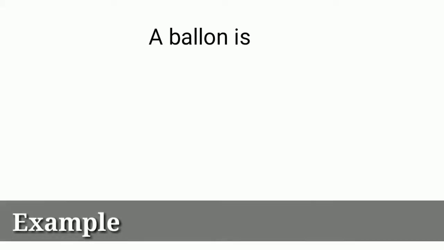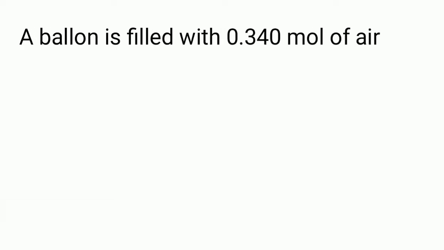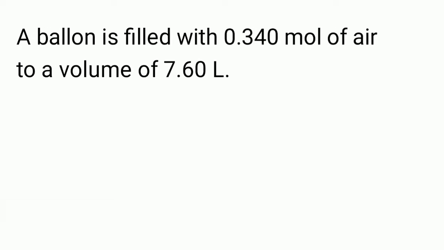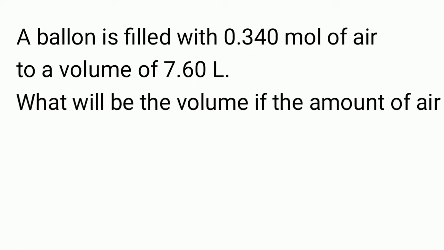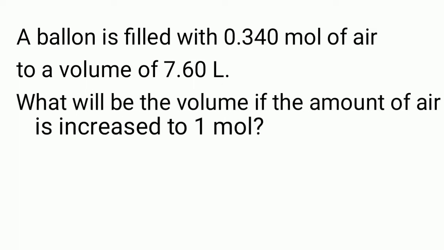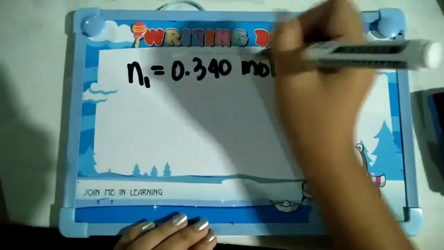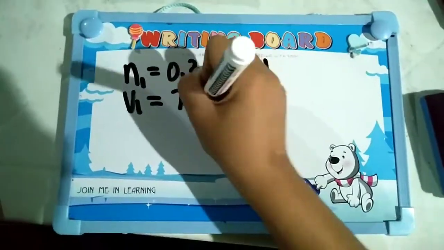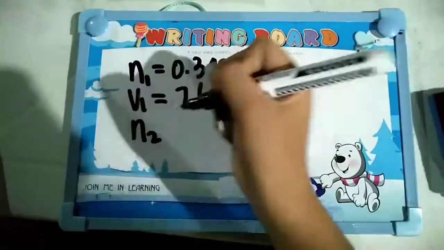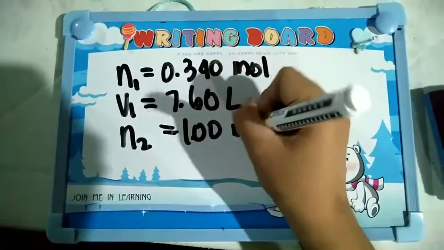A balloon is filled with 0.340 mole of air to a volume of 7.60 liters. What will be the volume if the amount of air is increased to 1 mole? The given are N1 is equal to 0.340 mole, V1 is equal to 7.60 liters, and N2 is equal to 1 mole.